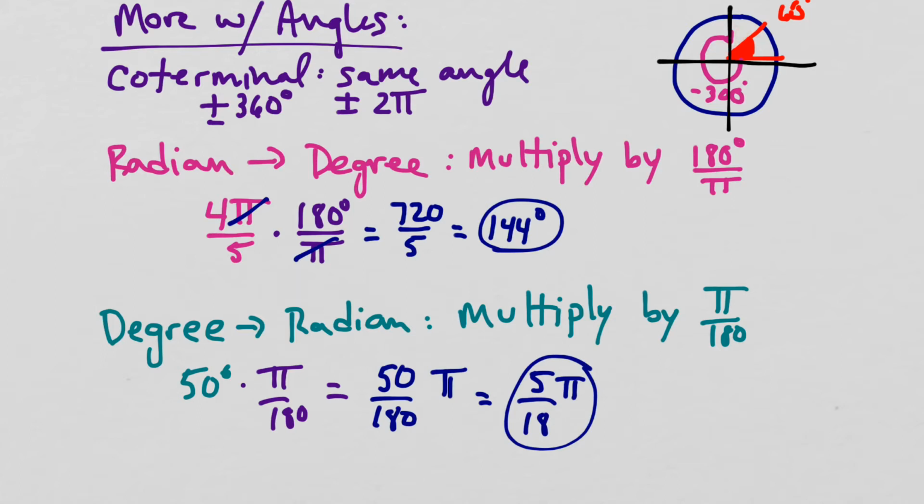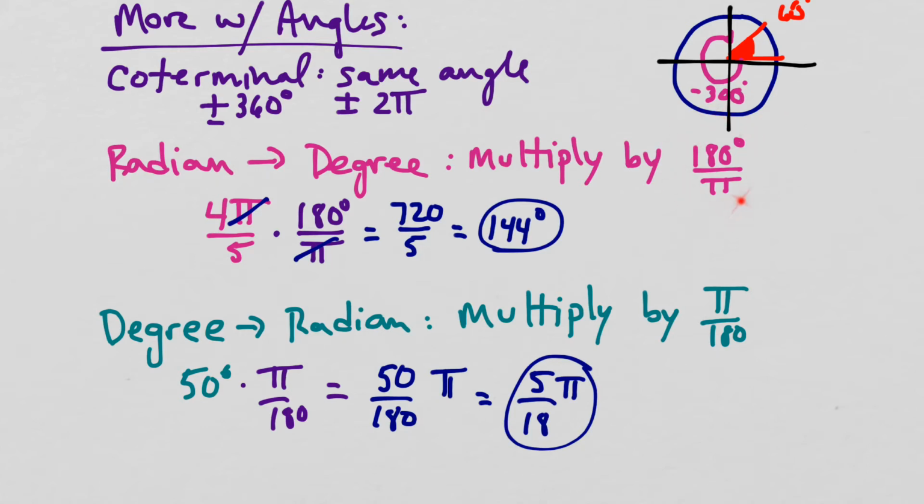Those would be coterminal. So how we get coterminal angles is by adding or subtracting a full rotation. And a full rotation is 360 degrees, or a full rotation is 2 times pi radians. Right, so to convert between the two, radians and degrees, for radian to degree we're going to multiply by that ratio that we created.